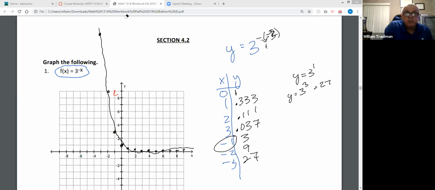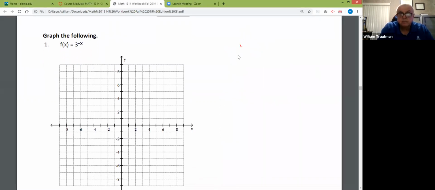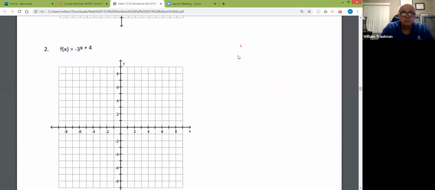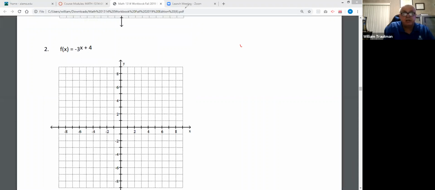So let's look at the next graph. We're going to see what a +4 does to this graph. But we're dealing with a -3. I wish they'd keep the same graph, but change just the stuff that they wanted to.